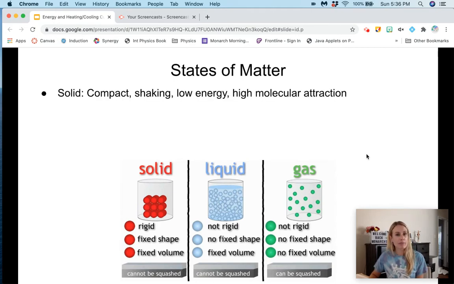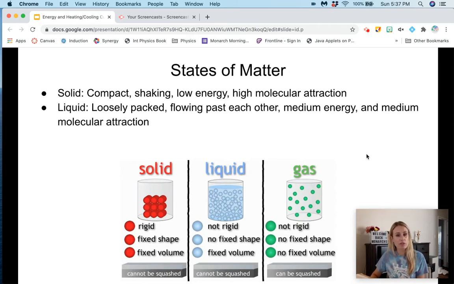In the solid state, the particles are very compact together. They're still moving a little bit, so they're kind of vibrating and shaking is what we say. Even though they look like they're stationary, they are still moving. They have a very low kinetic energy, though, and they have a very high molecular attraction because they're compact together.